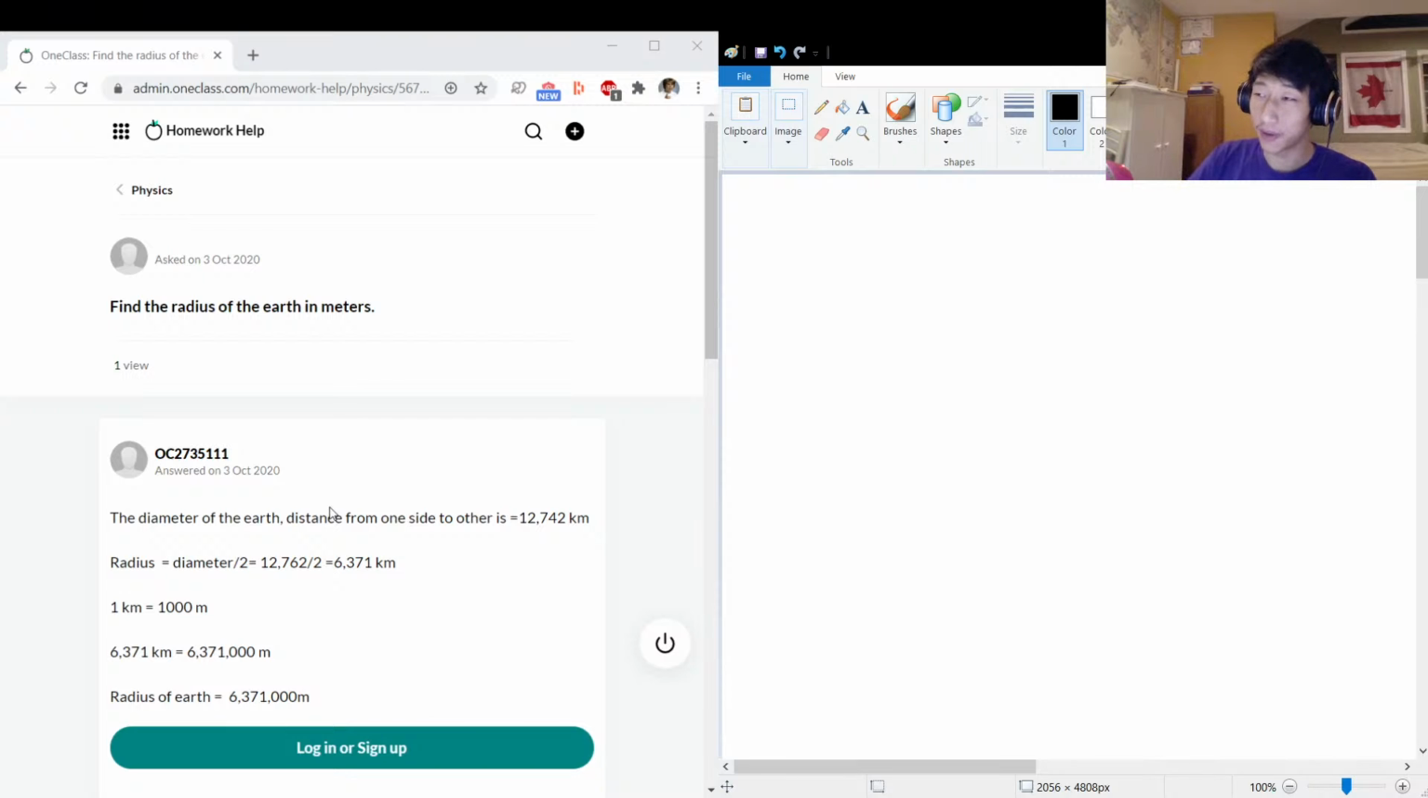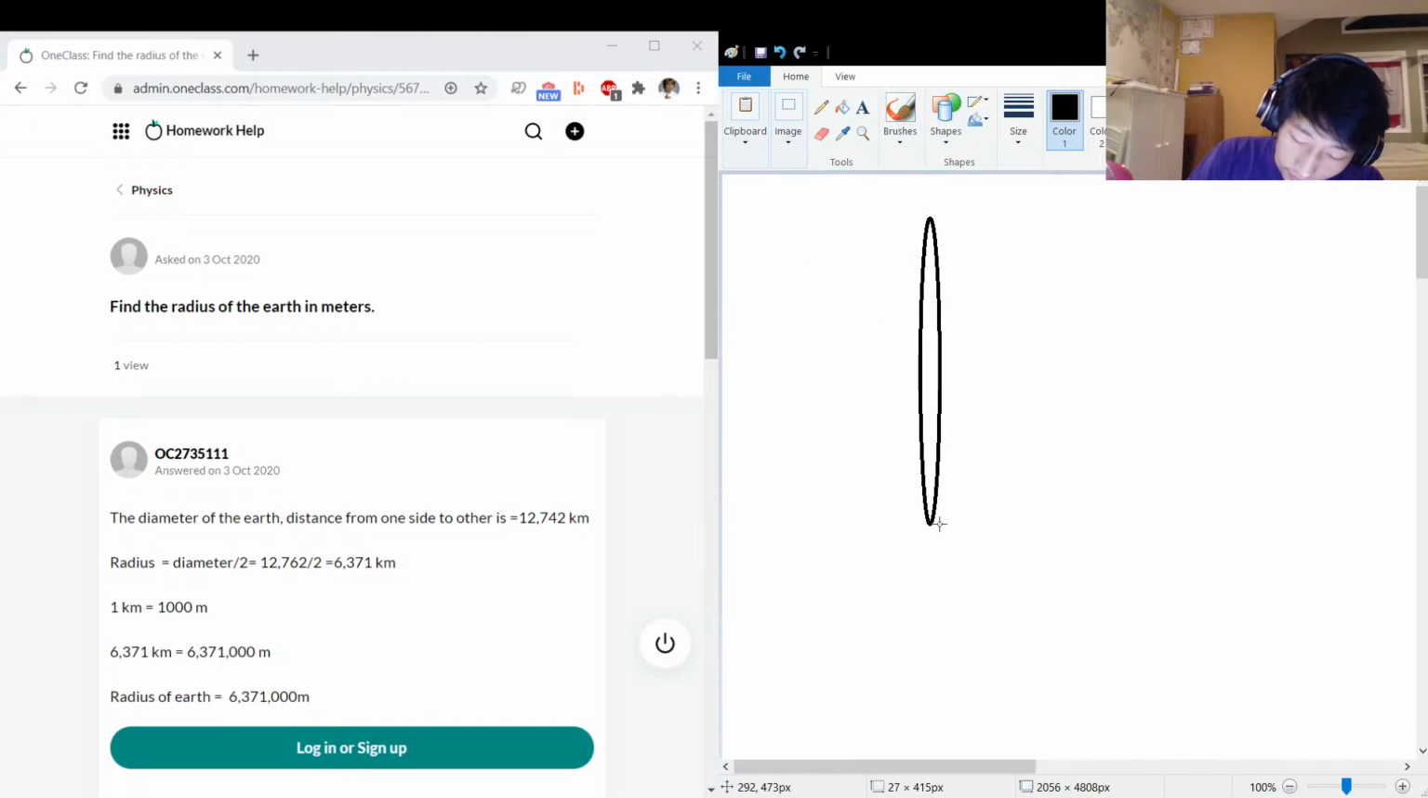There are many different ways to do this. I think my preferred method to handle this would be to use the actual definition for meter in the first place. Okay, so we know the Earth is pretty much a globe. It's pretty much a sphere, meaning that I could kind of draw it as a circle like this.